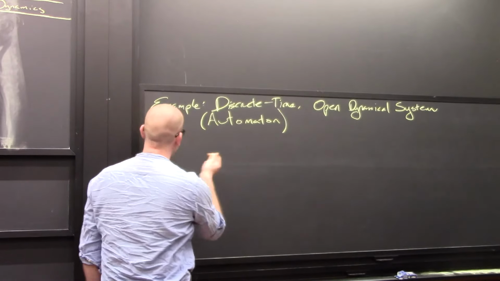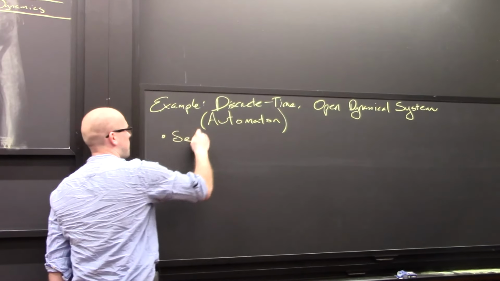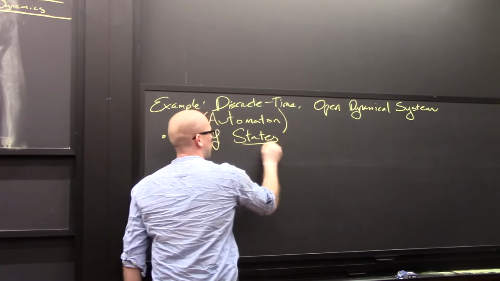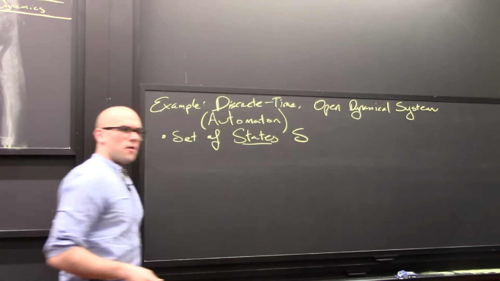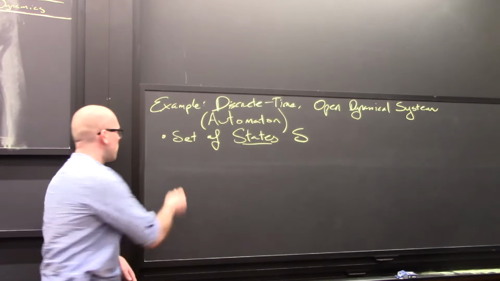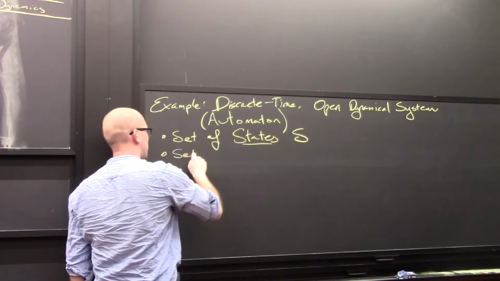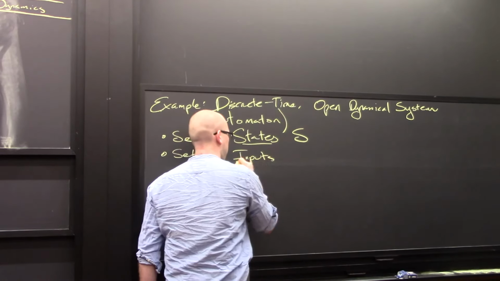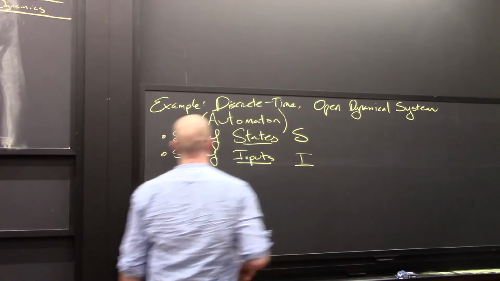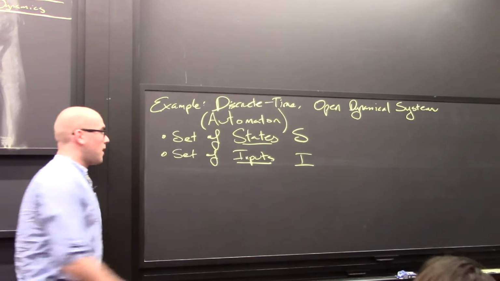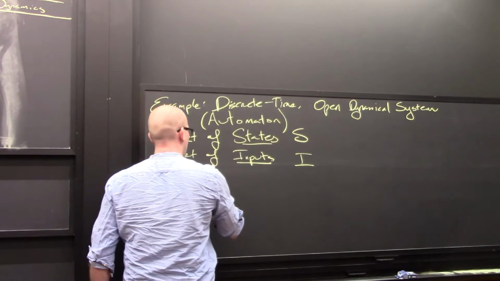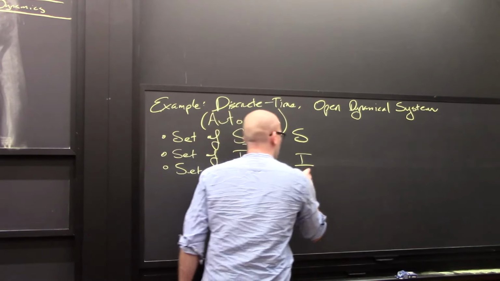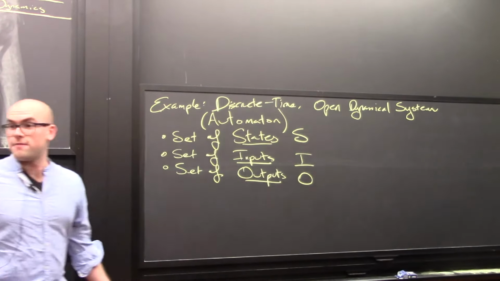So what does it have? It has a set of states, S, which is the ways it can hold. It has a set of inputs, I, which is the things it can eat. And then it has a set of outputs, O, which is the things it can get rid of.